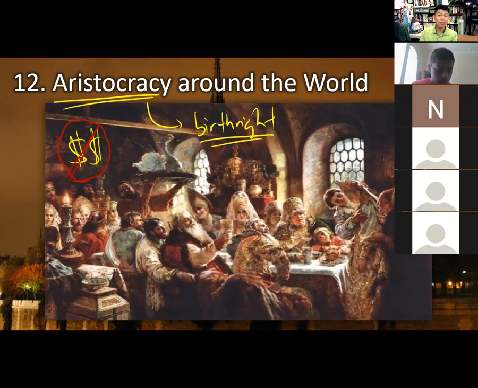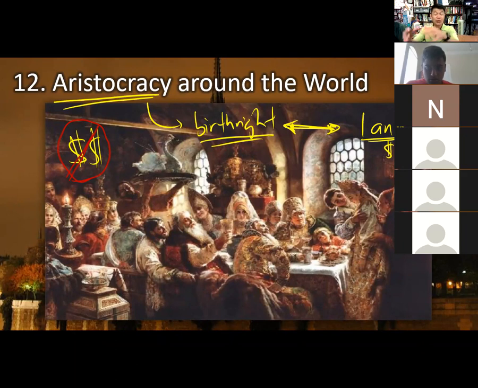Oftentimes this birthright is connected with what? It's not connected with money. It's connected with your lineage and connection to the royal family, land, right? That's still more birthright or feudal contract. There's the connection between land ownership and aristocracy. This is the traditional feudal order, because the traditional way to generate wealth is land ownership.